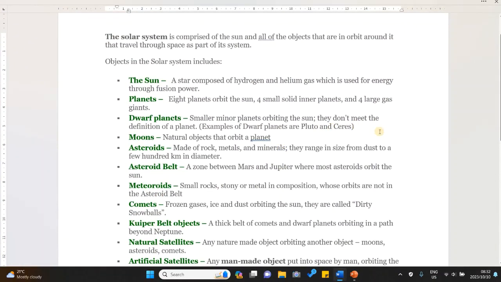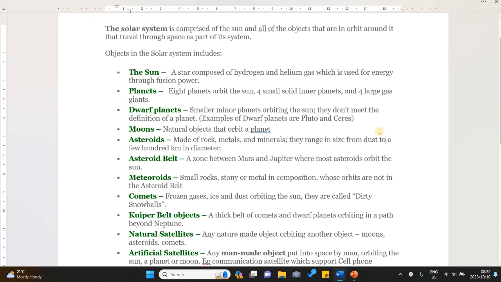Some of the definitions that feature in your syllabus. It says the solar system is comprised of the sun and all the objects that are in orbit around it and that travel through space as part of the system. First thing which is important, it's the sun, which is the center. It is composed of hydrogen and helium. We know hydrogen is converted to helium, and in the process it gives off a lot of energy.